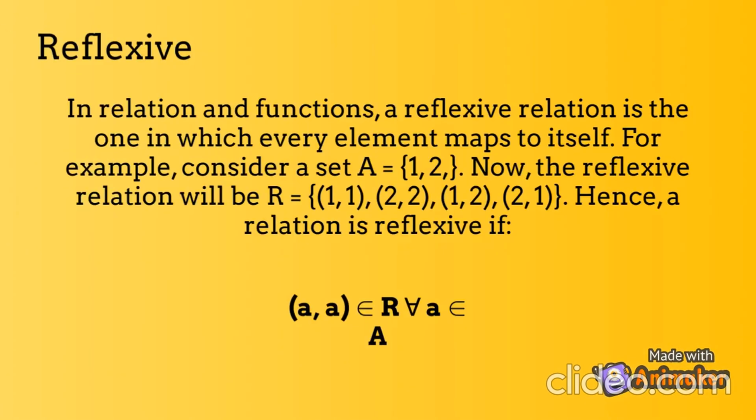A reflexive relation is a relation in which every element maps to itself. For example, consider set A = {1, 2}. Now the reflexive relation will be R = {(1,1), (2,2), (1,2), (2,1)}.